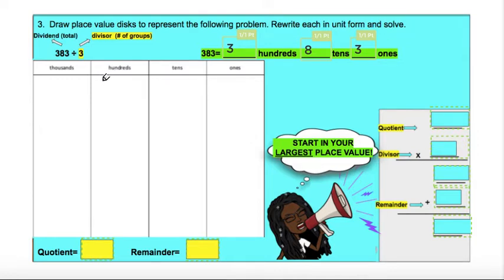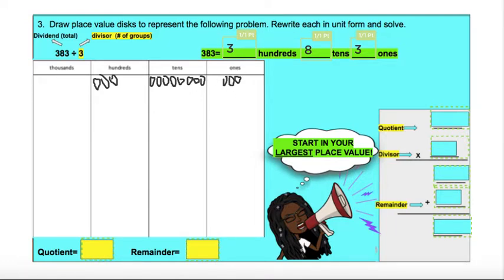Remind me, how many hundreds or how many discs do I need to draw in the hundreds, please? Good. Why didn't y'all tell me I was using the wrong color? Good. 3 discs in the hundreds. How many discs in the tens? Good. 8 tens. How many ones? Good. 3 ones.